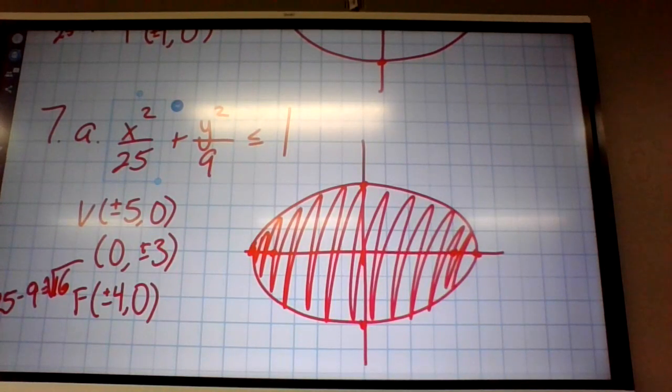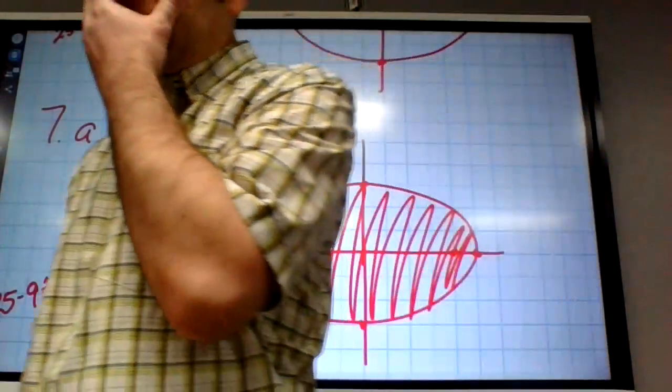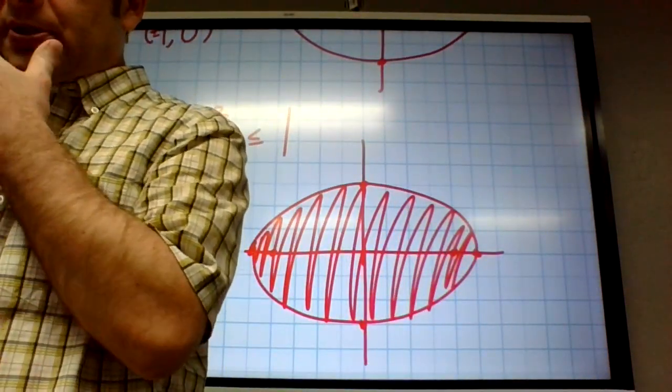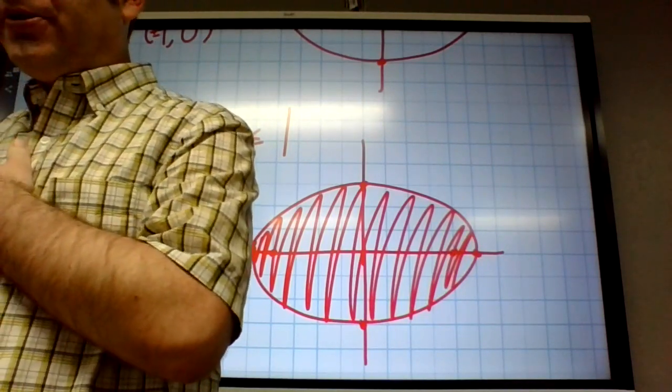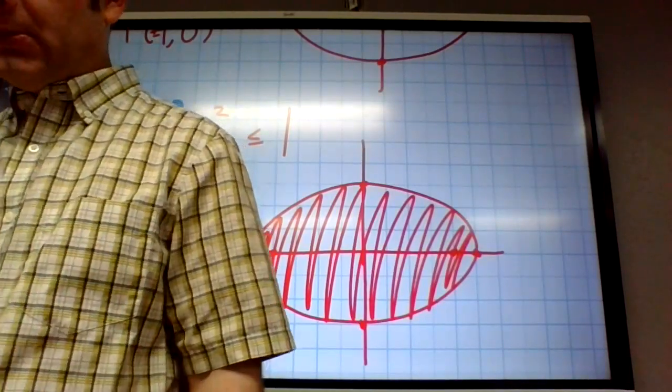So why are we shading this? Because any point inside that region is a solution to our inequality. Maybe I'll just have you guys do the 7B part. Don't forget, it says greater than on that one, so guess what's going to happen? Shade outside.